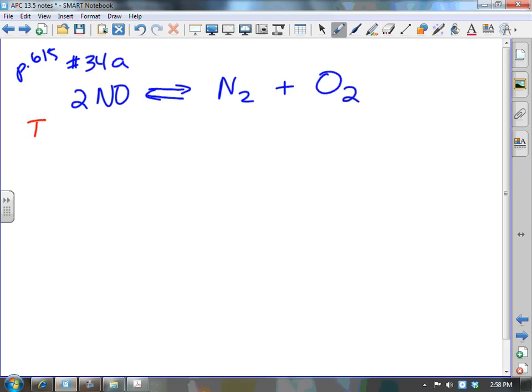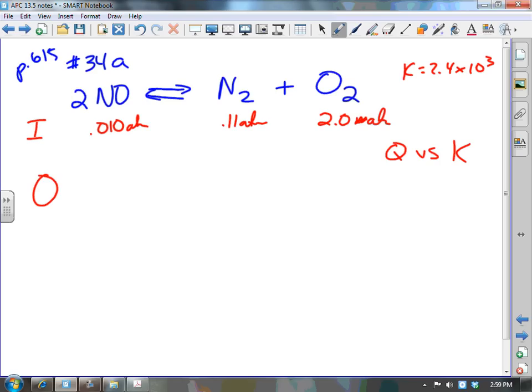So what we've got to figure out is, what do we have initially? Initially, we have 0.010 NO. And again, these are pressures, so we can put atmospheres. We have 0.11 atmospheres of nitrogen gas and 2.0 atmospheres of oxygen gas. So what we have to do is simply compare Q versus K. Back in the question, K is 2.4 times 10 to the third.